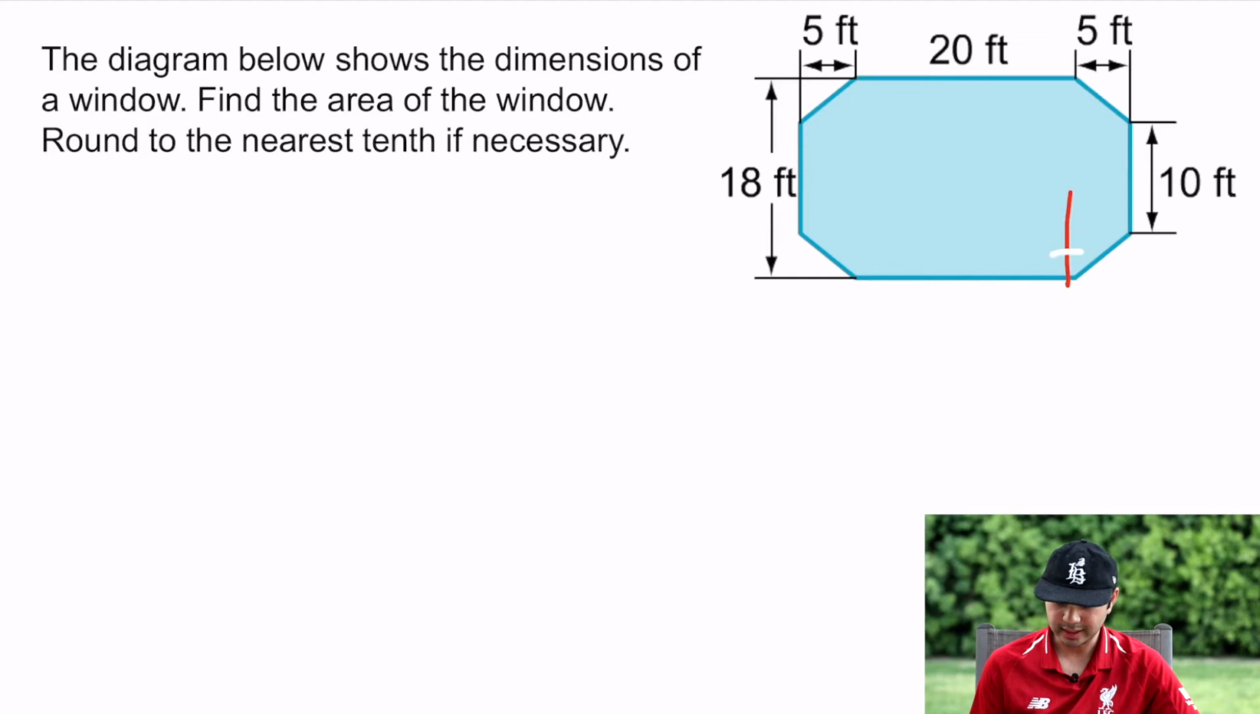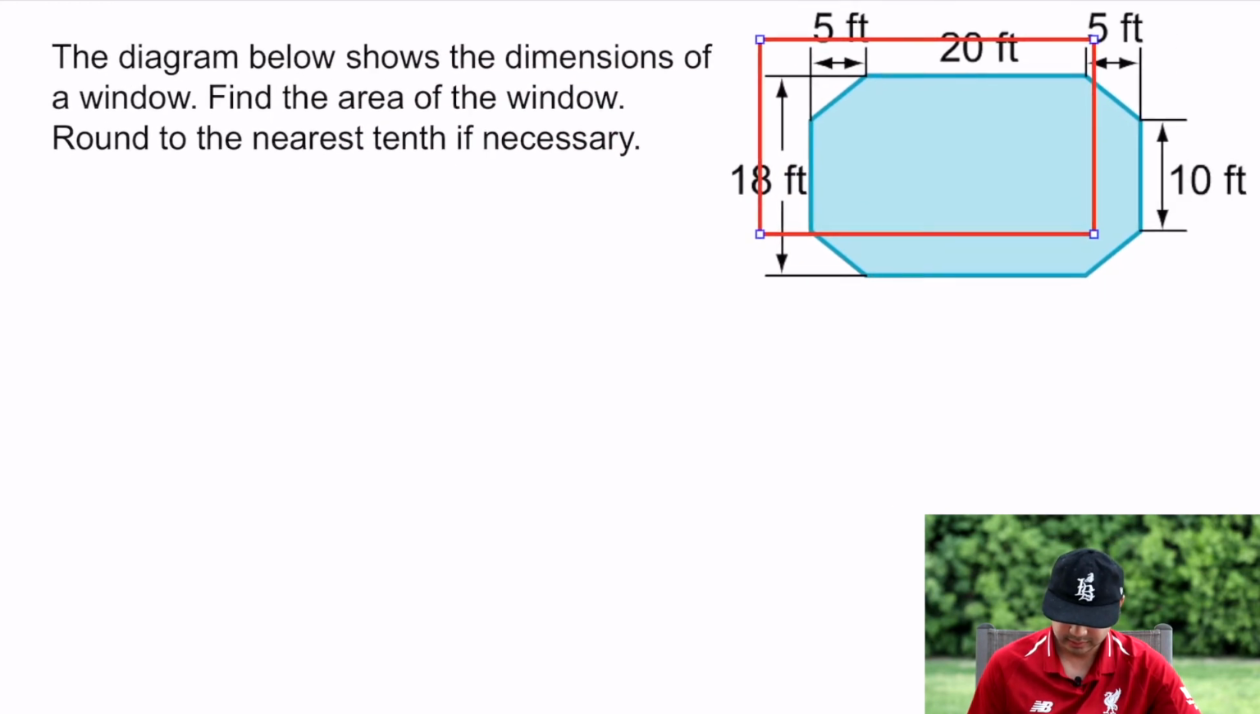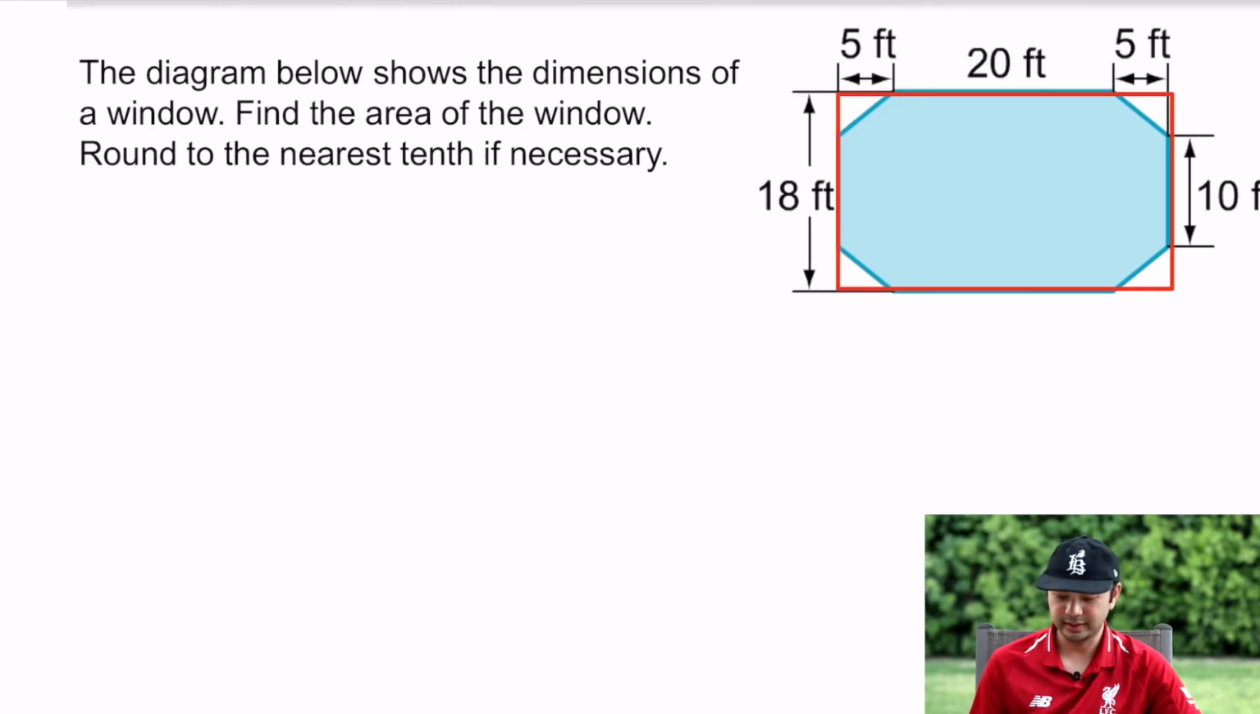Okay, and then the last way, which is actually what I thought of first, but some of you might not have, is to find the area of this rectangle and then subtract out these 4 triangles.